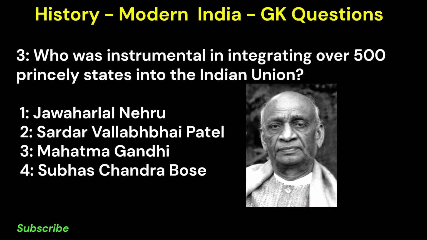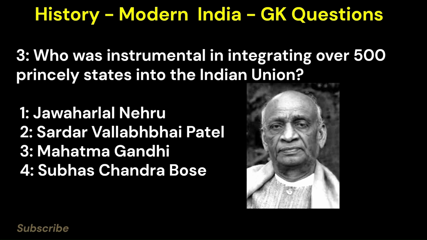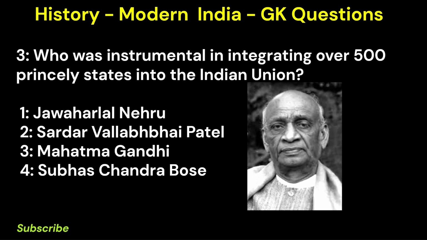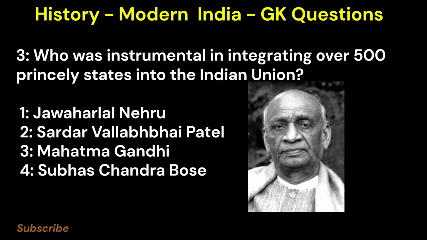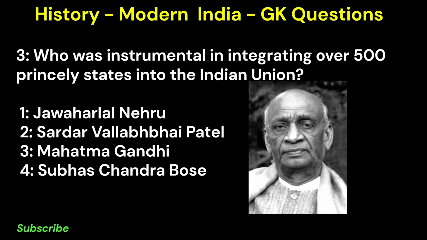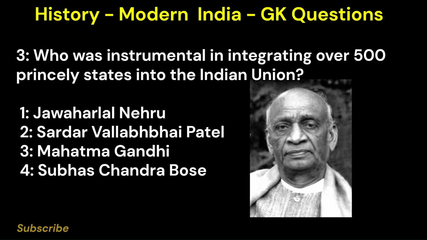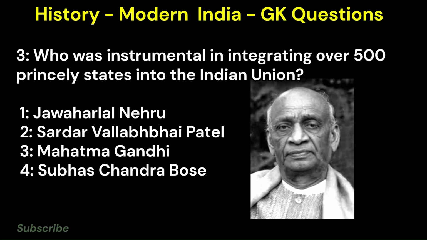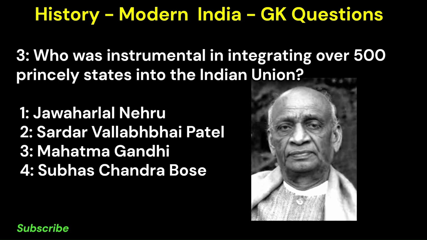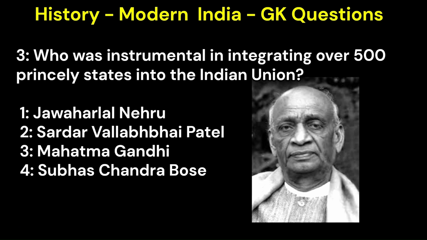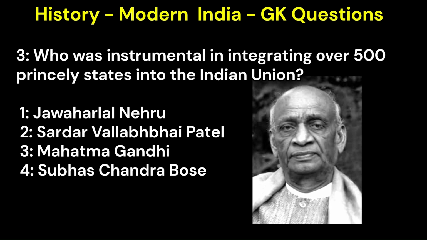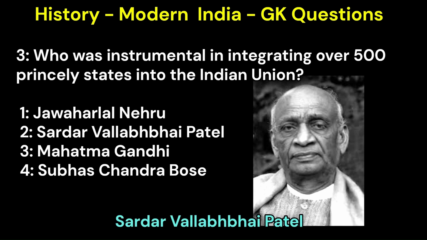Question number 3. Who was instrumental in integrating over 500 princely states into the Indian Union? The options are: Option 1. Jawaharlal Nehru. Option 2. Sardar Vallabhbhai Patel. Option 3. Mahatma Gandhi. Option 4. Subhash Chandra Bose. The correct answer is Sardar Vallabhbhai Patel.